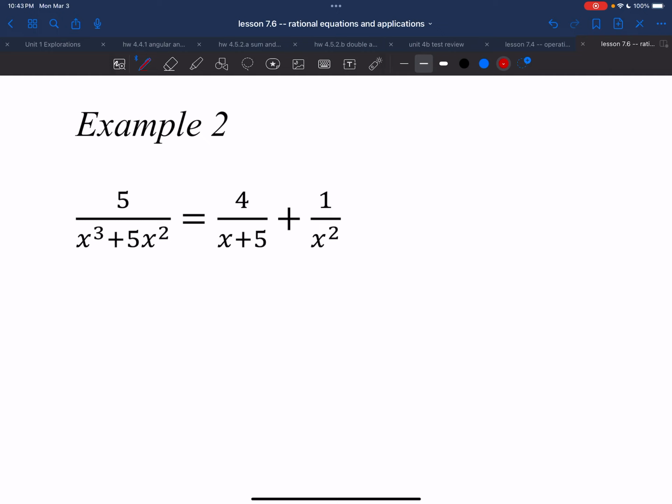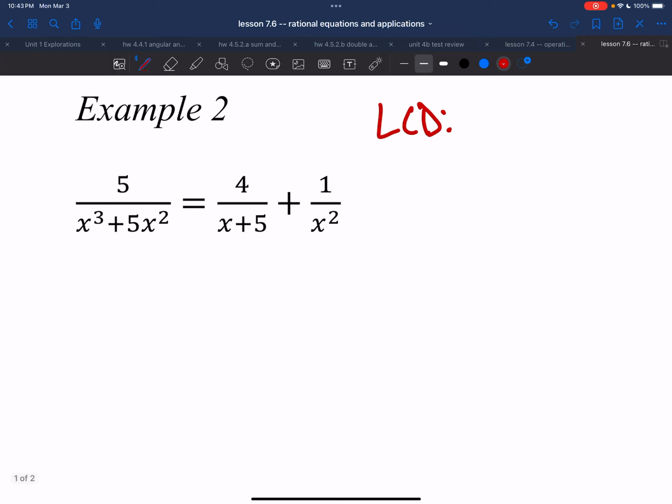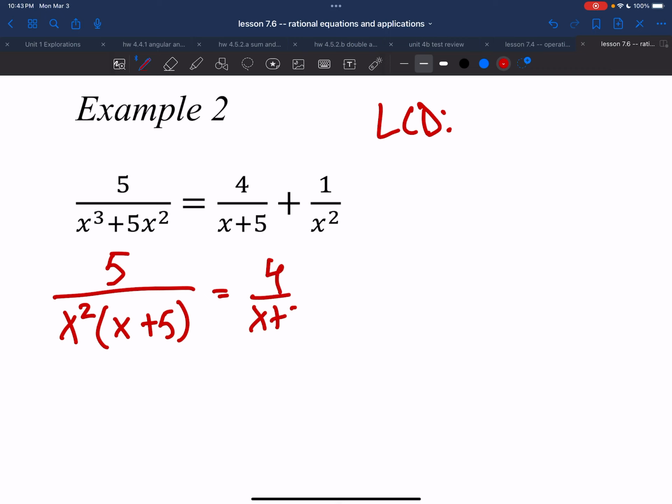It would be a good practice, if you're going to find the LCD, then you need to identify all the factors, right? And so that means you want to factor all denominators. I said, well, look at the first fraction. X cubed plus 5x squared has a GCF of x squared. What's left behind would be x plus 5, yeah? And then, of course, the right side stays the same. There's no factoring to do on the right side, but sometimes there is.